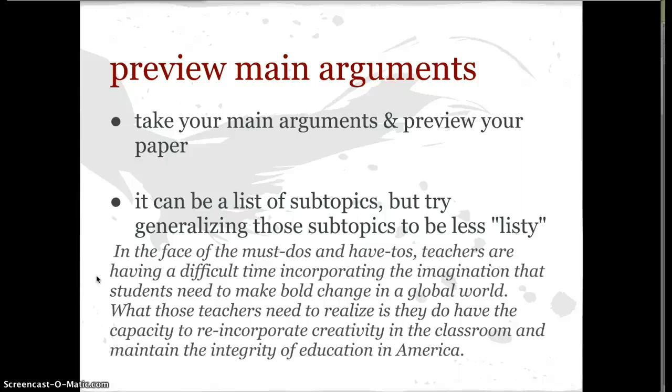"In the face of the must-dos and the have-tos, teachers are having a difficult time incorporating the imagination that students need to make bold change in a global world. What those teachers need to realize is they do have the capacity to reincorporate creativity in the classroom and maintain the integrity of education in America." So she doesn't just list the global students, the teachers' creativity, and so on, she actually makes them into some pretty sophisticated statements. Now, you can go the list way or you can go Ima's way, but I'm just giving you options.